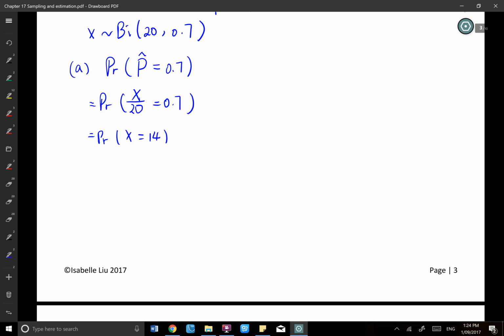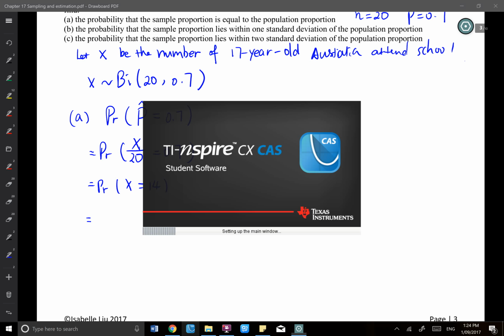What is X? X is binomially distributed. If I know the sample is 20 and I want to achieve a particular sample proportion, I just need to figure out how many students attending school I need, which is 14. So that's just a binomial distribution with 14. I will just open my calculator and have a look. That binomial is with 20 and 0.7.